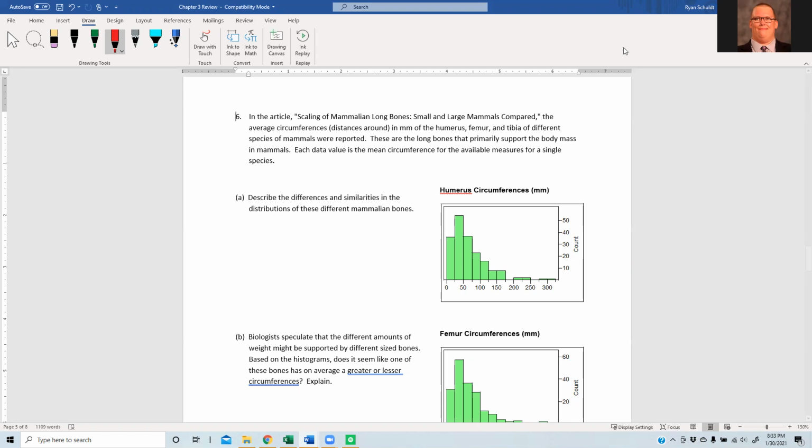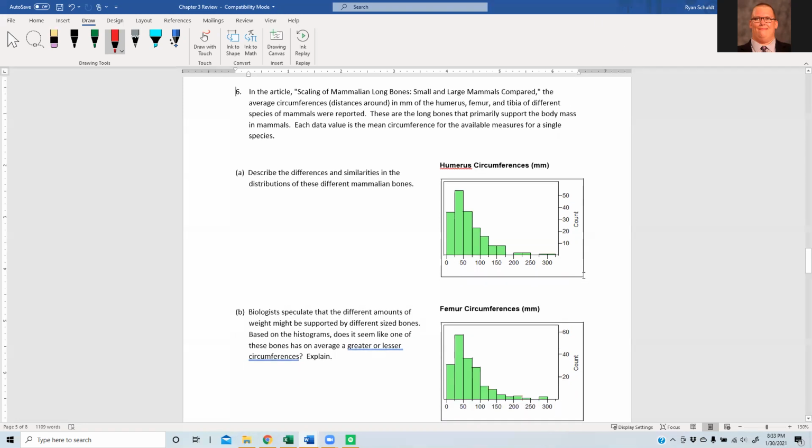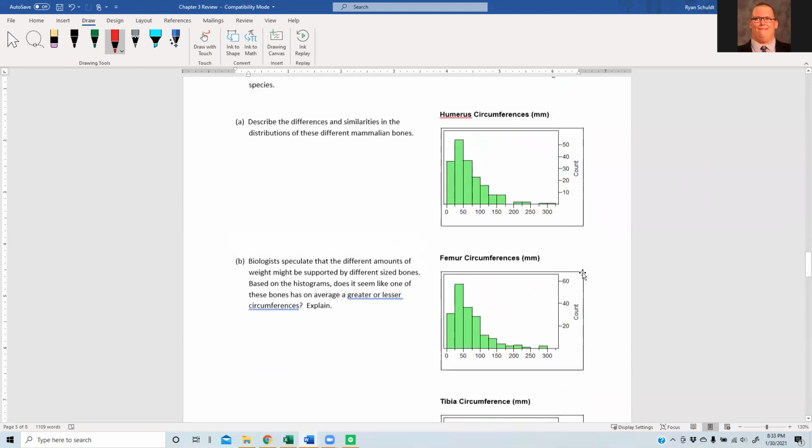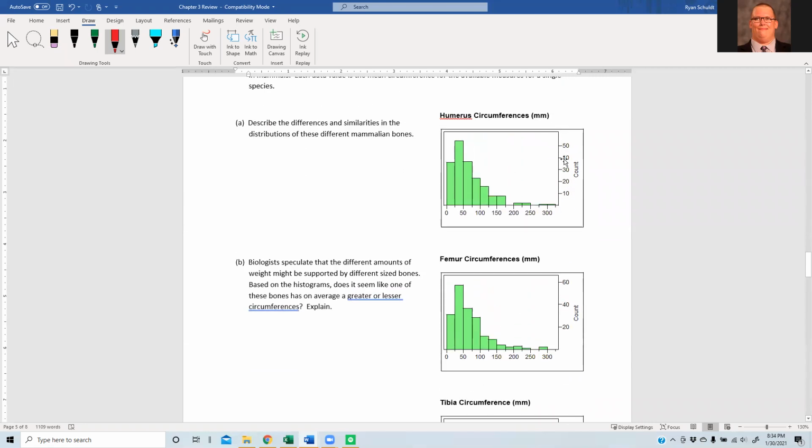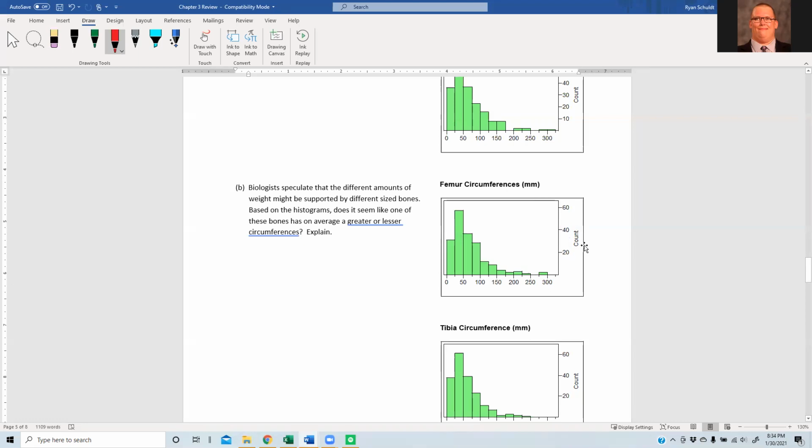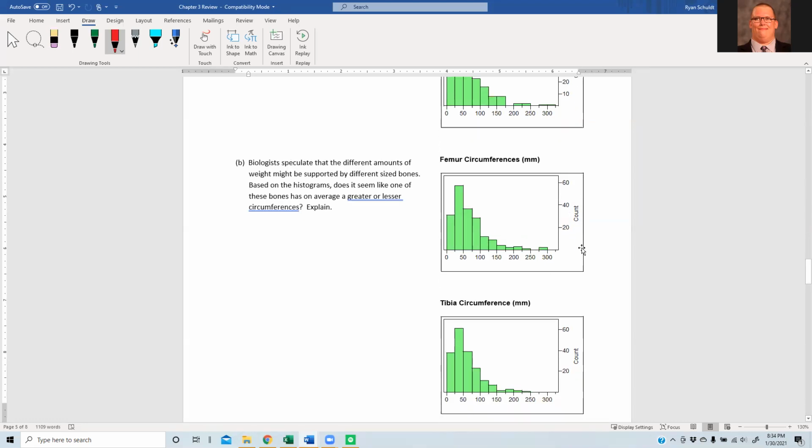Okay, so if we look, it looks like they give us histograms here. So we have a count of frequency, basically. So one thing we want to look at is our scale. It appears the scale is the same on the x-axis, so this scale is the same for each one.